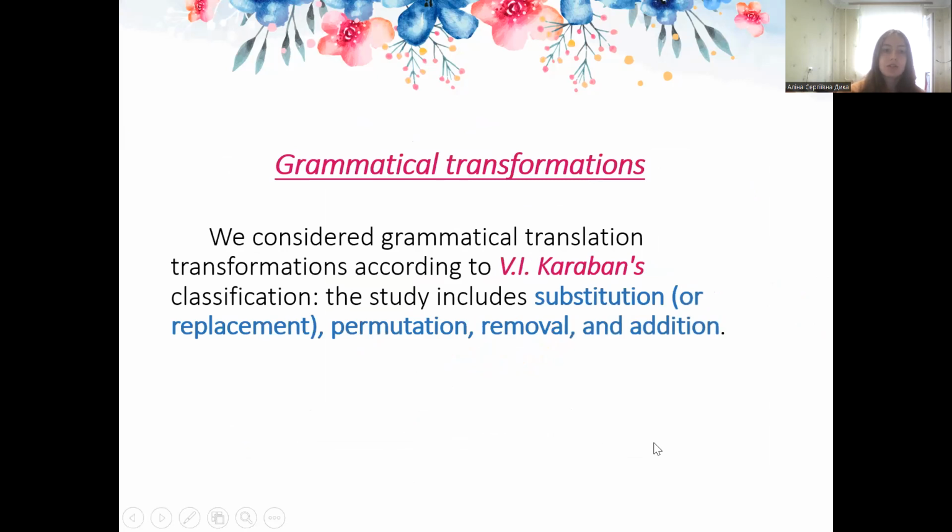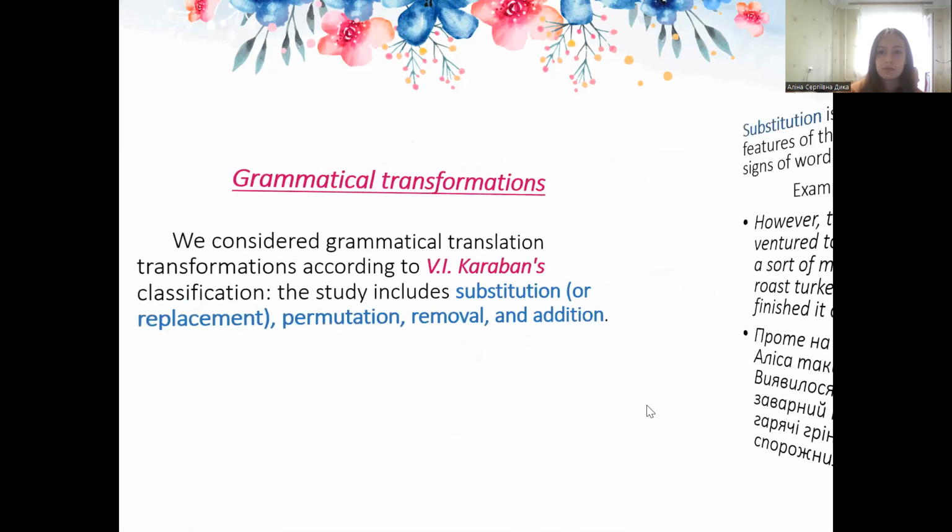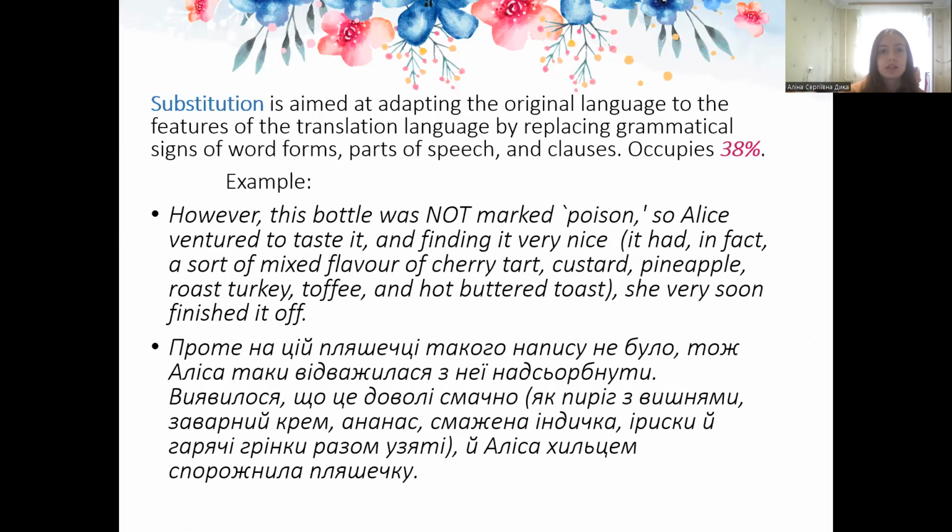Grammatical transformations. We considered grammatical translation transformations according to Karaban's classification. The study includes substitution or replacement, permutation, removal, and addition. Substitution is aimed at adapting the original language to the features of the translation language by replacing grammatical signs of word forms, parts of speech, and classes, and occupies 38%.